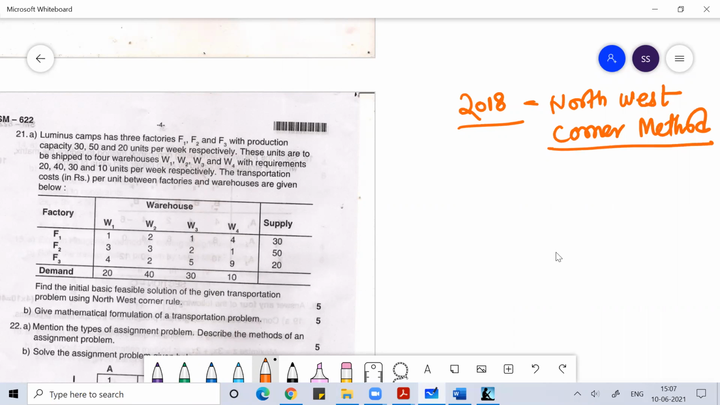Now when we see this 2018 problem, it is given there's a company called Luminous Camp. It has 3 factories, with production capacity given as 30, 50 and 60 units per week, which they can supply. These units are shipped to 4 warehouses. You can see the demand is given here vertically. Always make sure the total sum of demand equals the total supply. That should be 100 here.